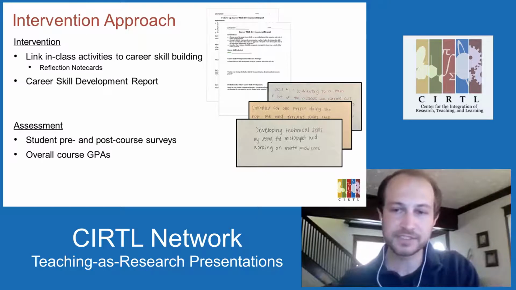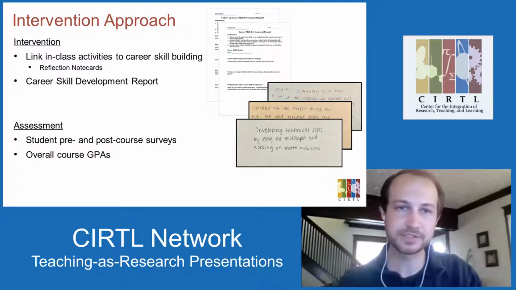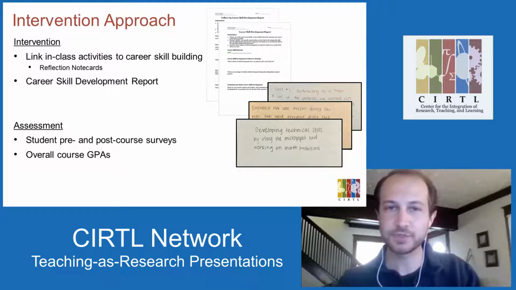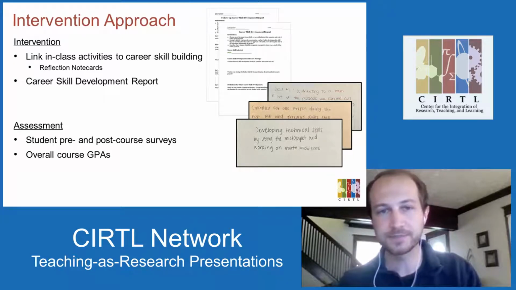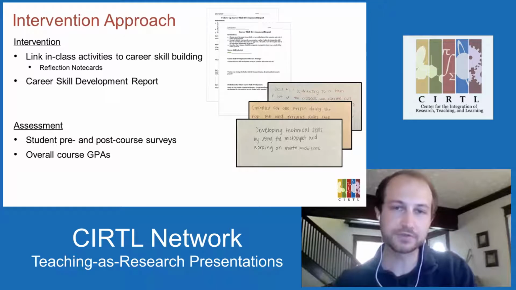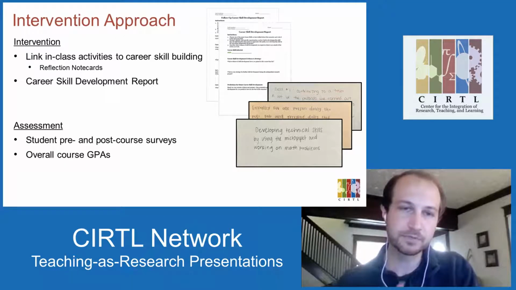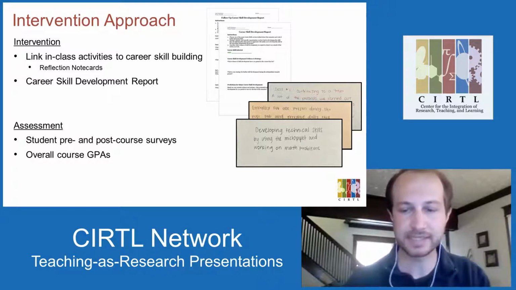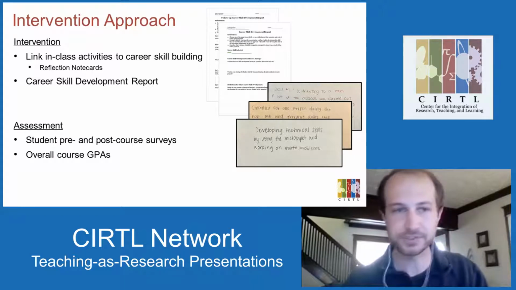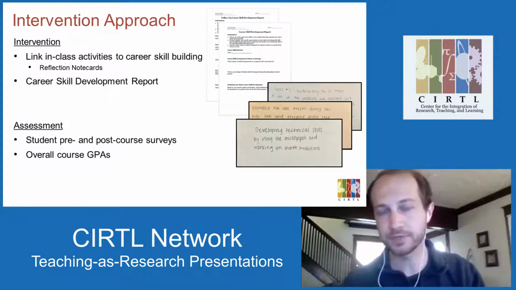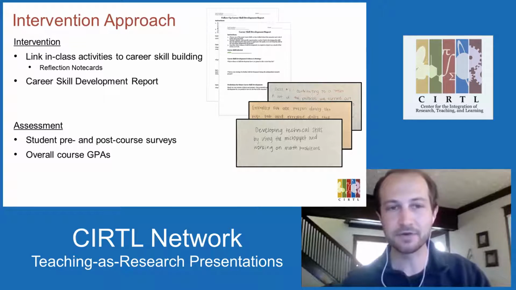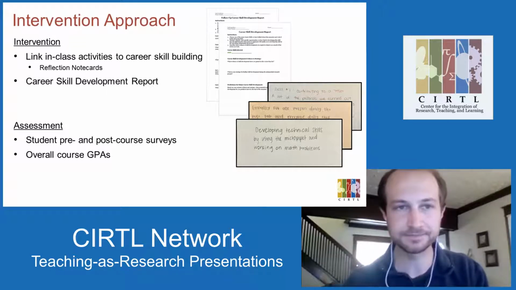So halfway through the semester, after going over all these career skills in lab, I had them choose one specific career skill they wanted to work on for the rest of the semester. And at the very end, they wrote another sort of follow-up on how well it worked for them, being more attentive to these career skills and whether or not they succeeded in progressing them through the course of the semester. Our assessment was largely devoted to student pre and post course surveys, and then looking at overall course GPAs at the end of it.